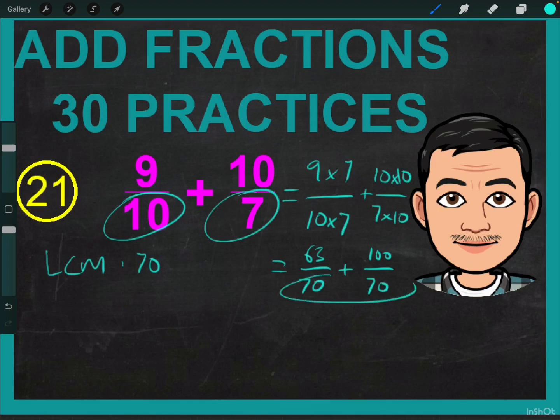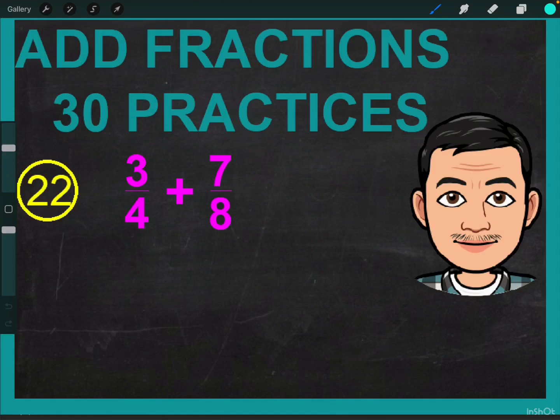Now the two fractions have the same denominator. All we need to do is add 63 and 100 for the numerator, and the denominator is the same, 70. So we get 163 over 70 as the answer.